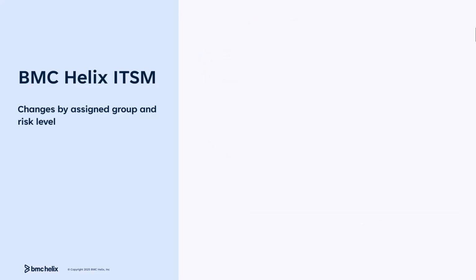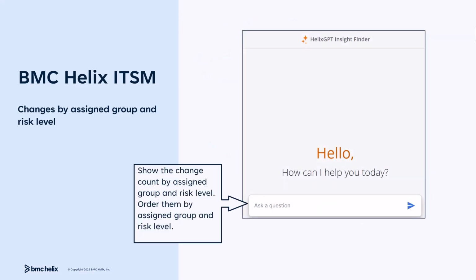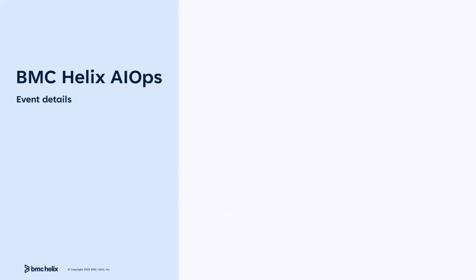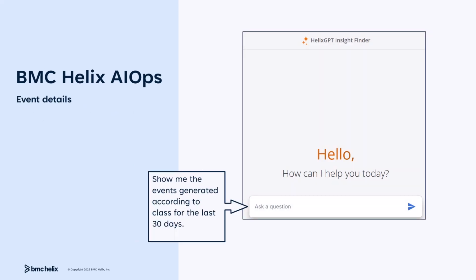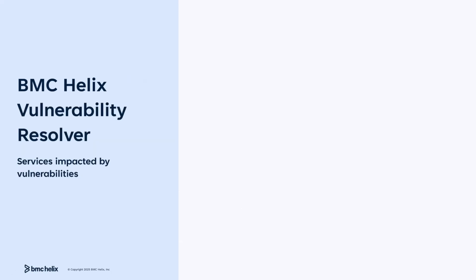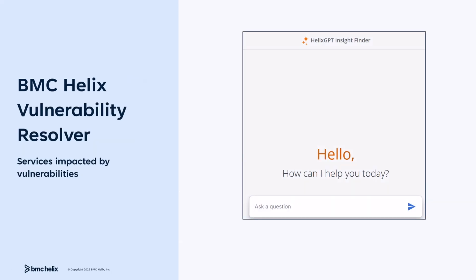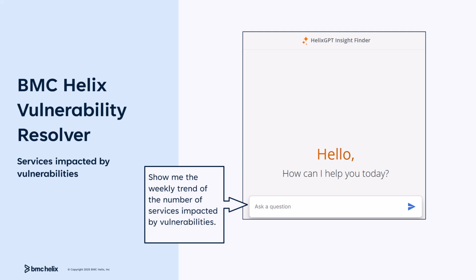For BMC Helix ITSM, here's a prompt to view the change count. Next, you can use this prompt to view the event details in BMC Helix AI Ops. And lastly, let's see a prompt to view the trend of vulnerabilities.